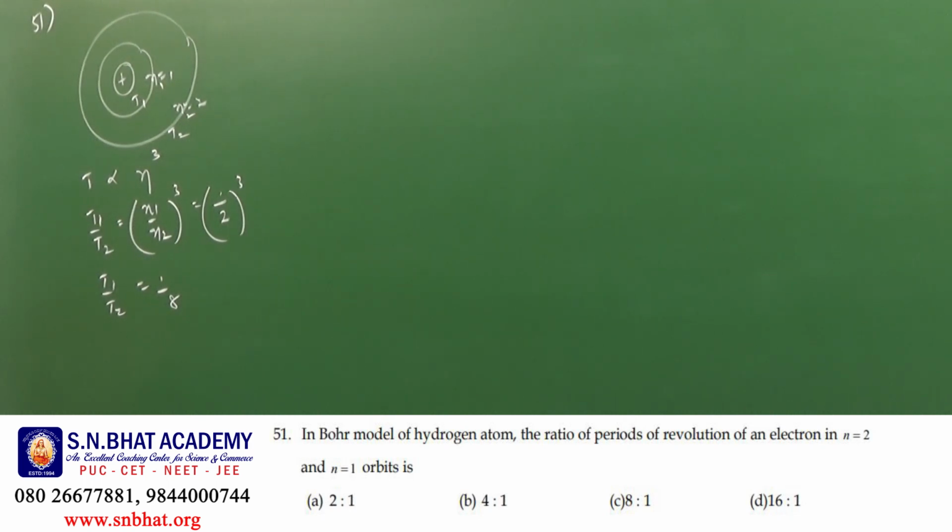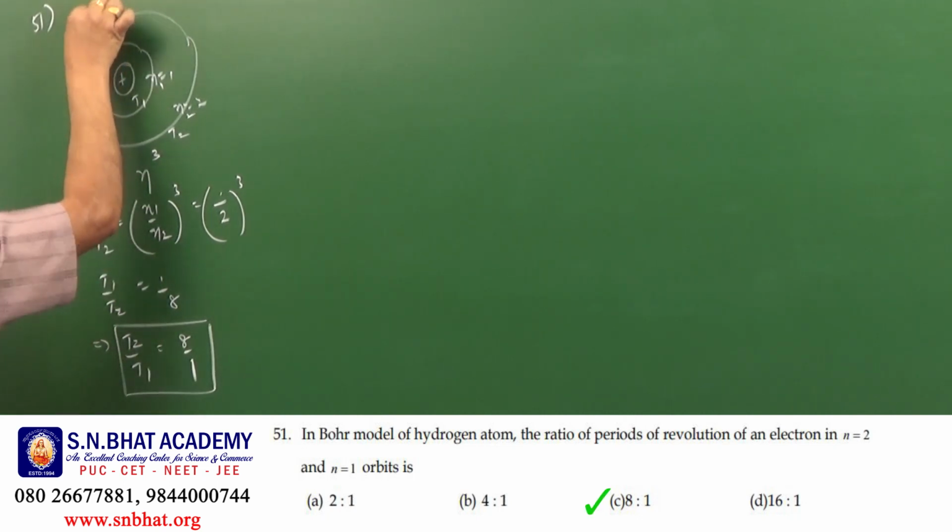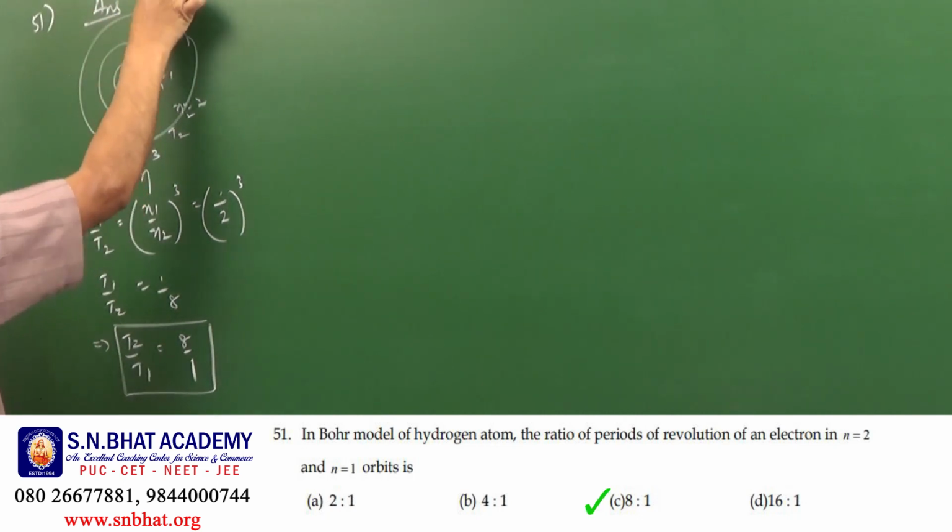So mark the appropriate answer. The question asks for the ratio of the period of revolution of the electron in n equal to 2 and 1. So he has called it the ratio of the electron 2 to 1, which is nothing but 8 by 1. So read the question properly. 2 to 1 comes out to be 8:1. Therefore the answer is C for this one.